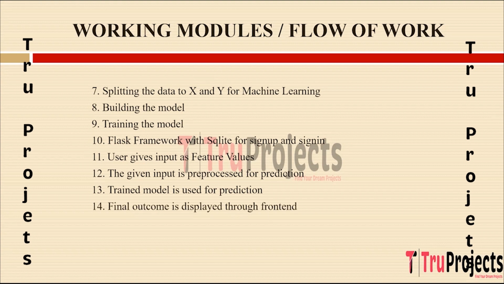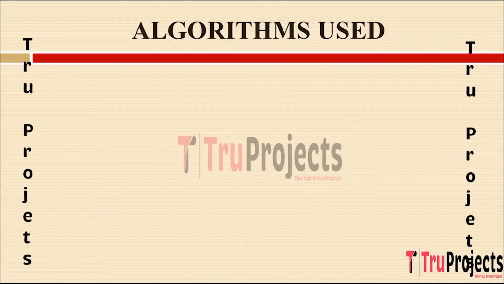Final outcome is displayed through front end. The final prediction outcomes or results are displayed through the front end of the application. Users can view the intrusion detection results based on their inputs, providing insights into potential network intrusion based on the model's predictions. Algorithms used to implement this project, we have utilized the following algorithms.